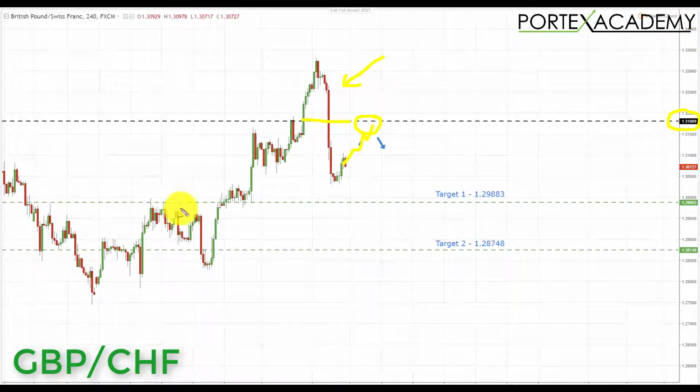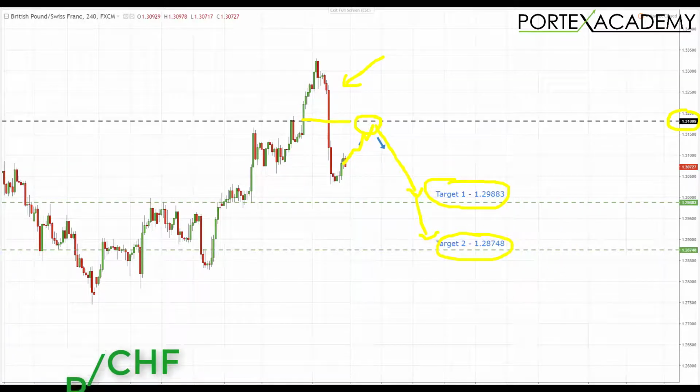And if we get that kind of price action, we're going to be looking for bearish formations and patterns. This is a great place to look to take those bearish formations and patterns short down towards the first target and next key area of support to the downside at the 1.29883. And then secondly, also down towards the second target and the key area of support to the downside at the 1.28748.